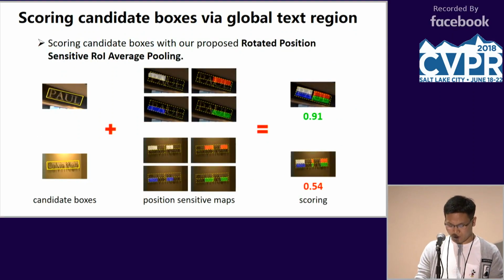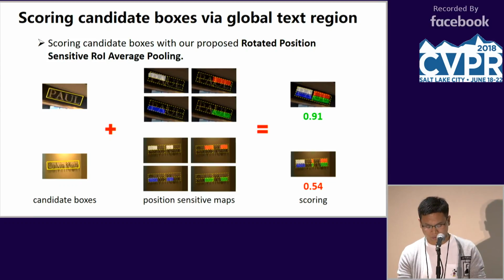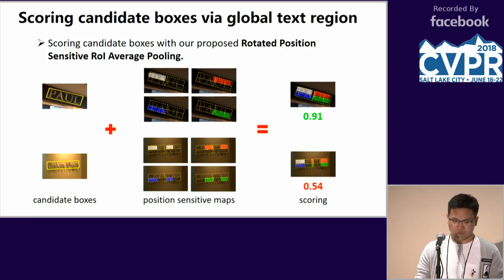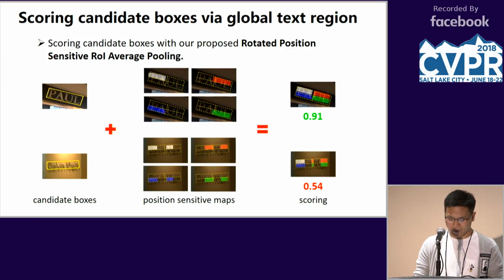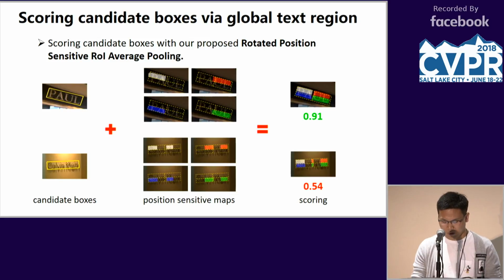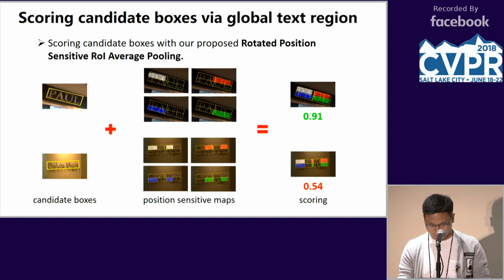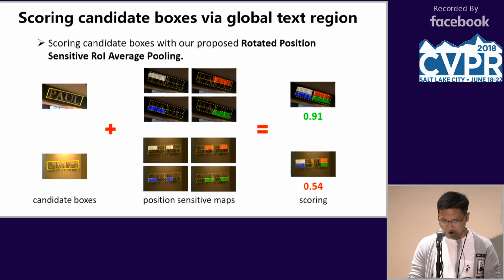We propose a rotated position-sensitive ROI pooling to score candidate boxes. Given a candidate box, we split the candidate box into 4 bins with a 2x2 normal grid. And then we generate the instance segment of the candidate box by assembling the segmentation maps. The score of the box is calculated by averaging the instance segment region. As shown, the scoring mechanism can help us filter out the false alarms effectively.